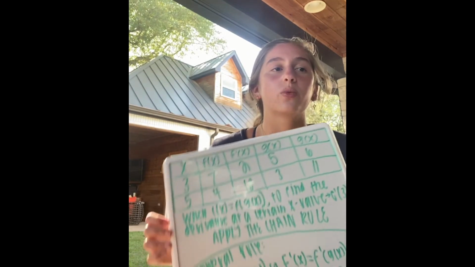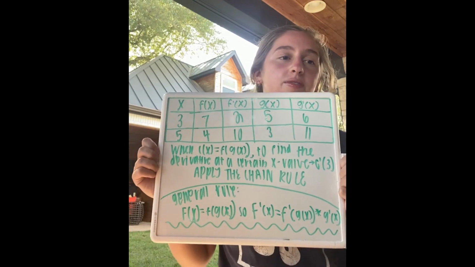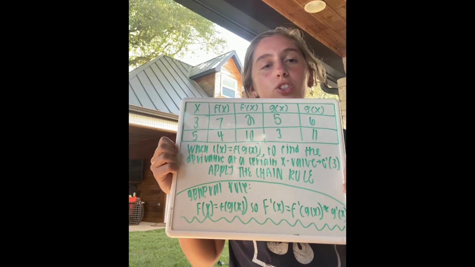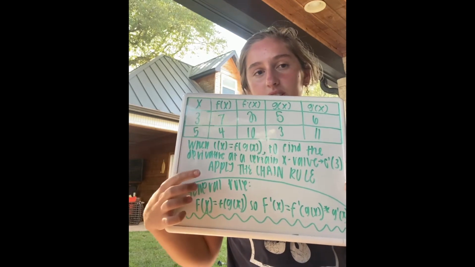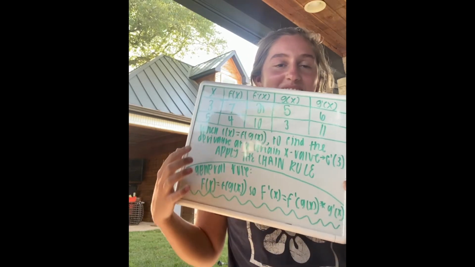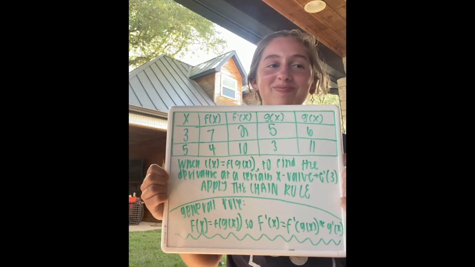the chain rule. We can also use a table to find the derivative of functions at a certain x value. For example, when c of x equals f of g of x, then to find the derivative at a certain x value, which in this case is the derivative at the x value 3, all we have to do is apply the chain rule.